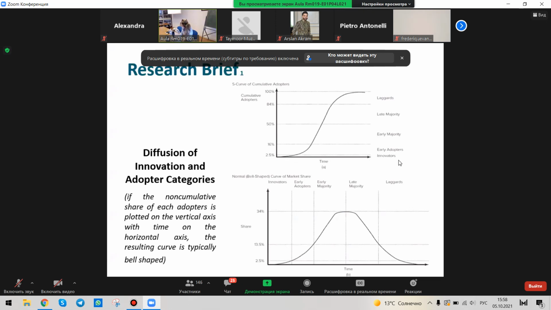Rogers identified these five categories of subjects that behave differently with reference to innovation adoption within a market. We may distinguish within the market between innovators, early adopters, early majority, late majority, and laggards. Have you ever seen this representation? Yes? Yes and no.